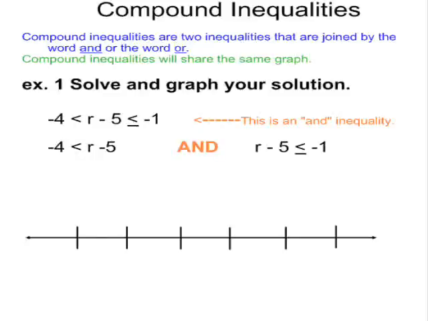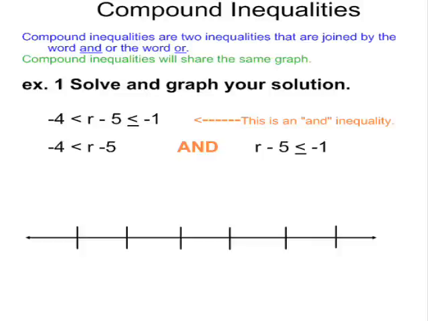We've been working with several inequalities lately, and today we're going to be talking about compound inequalities. A compound inequality has two inequalities that are joined by the word and or the word or. And a big difference with compound inequalities that we're going to be looking at today is that when you graph them, they're going to be graphed on the same graph. So you're putting two inequalities on one graph.